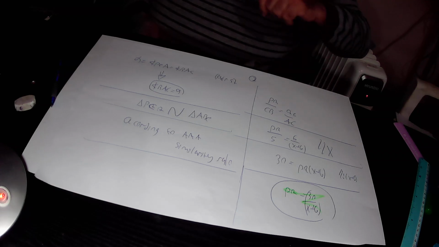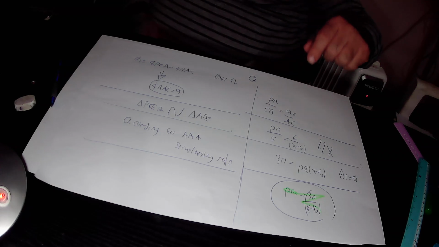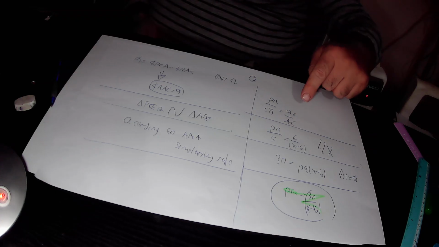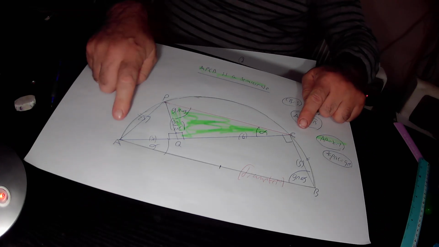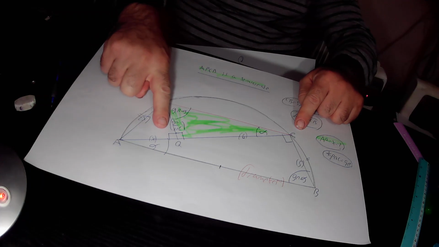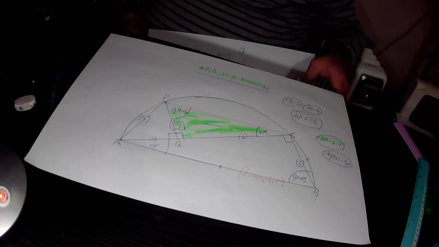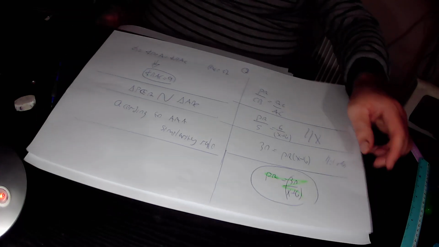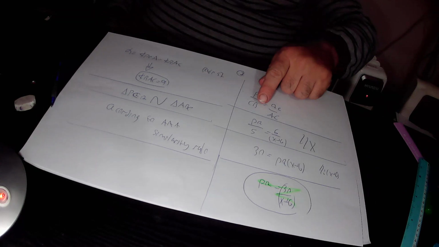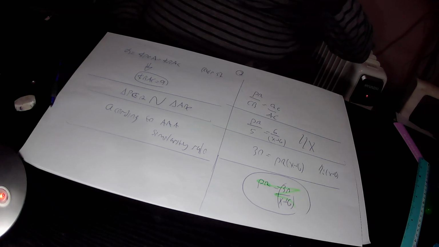PQ is the missing side, so leave it as it is. CB is 5, QC is 6, AC equals x plus 6. AC in total equals AQ, that is x, plus QC, that is 6. So in total, AC equals x plus 6 units in its length. So in total, we found out that PQ over 5 equals 6 over x plus 6.